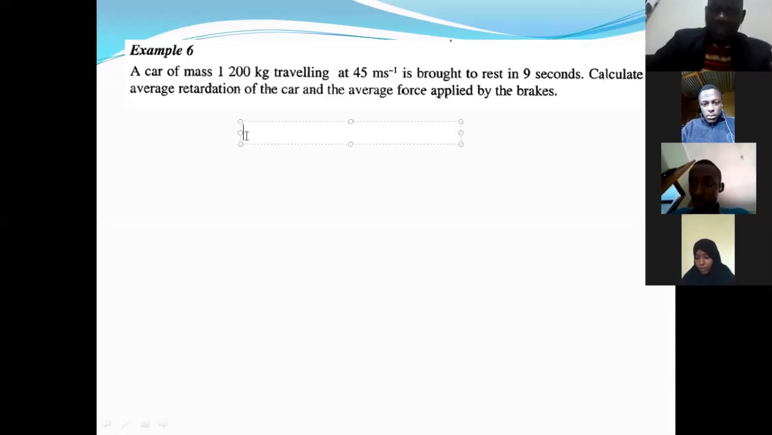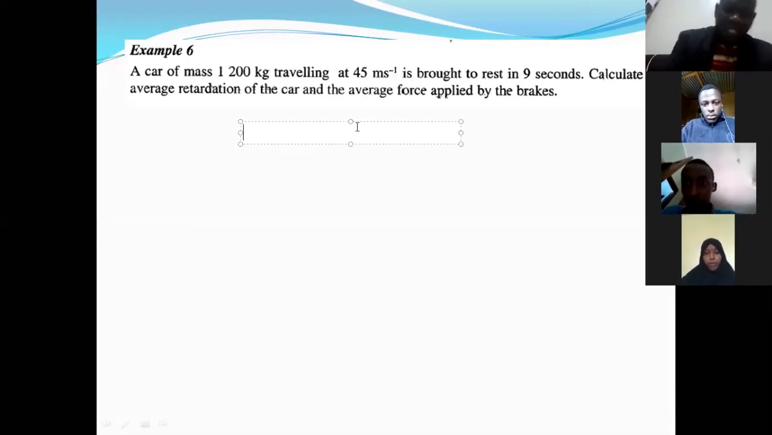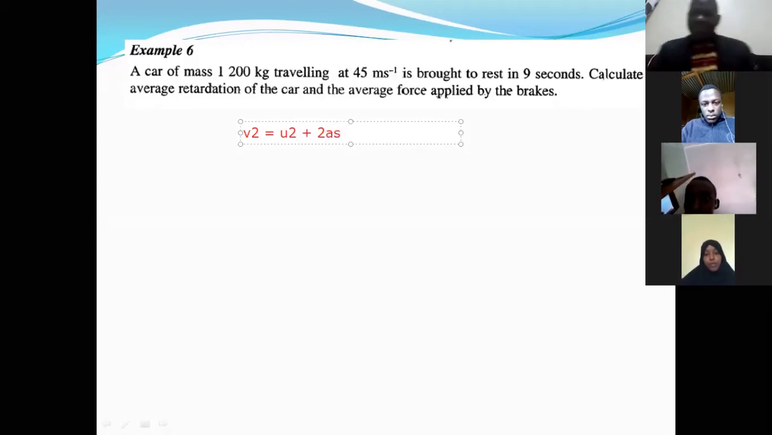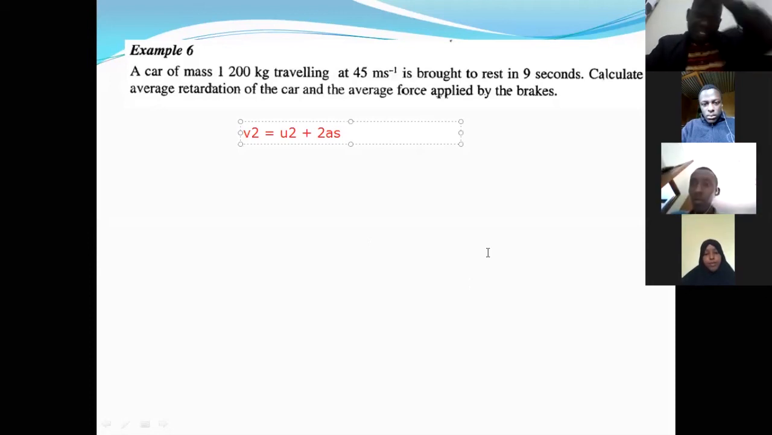So here you must bring in linear motion. Linear motion is very important. You must remember the equations. v squared is equal to u squared plus 2as. You have to remember those equations of linear motion. You must remember them. That is just a hint. Abdi Malik has given the force.